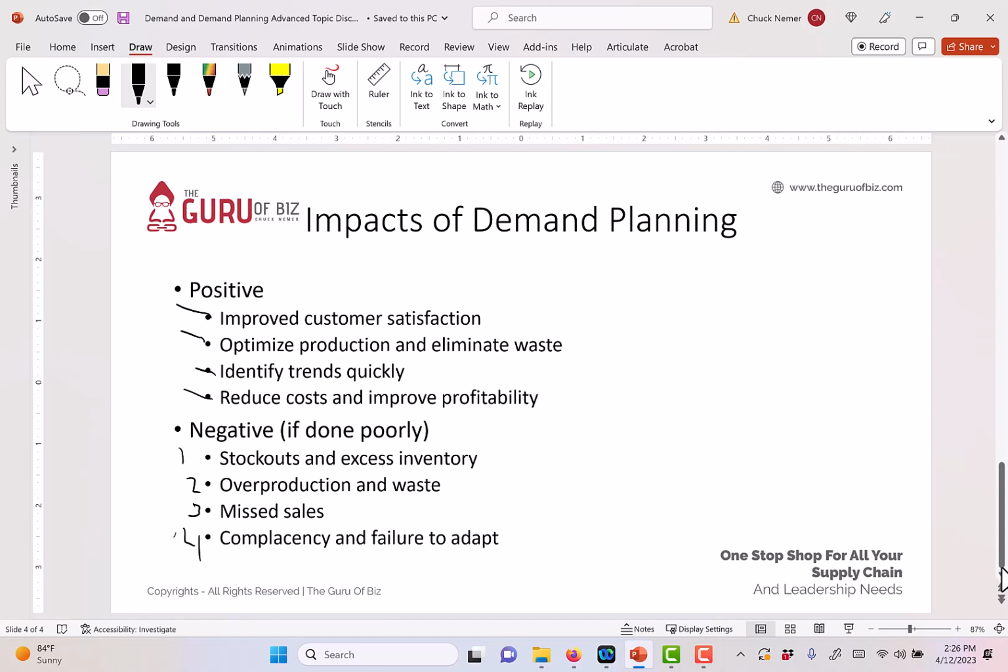So when you look at demand and demand planning, we've got 4 or 5 different areas we've got to look at, but we also have to understand what it is, why it's important, and what impact it can have on us as a company, as well as our supply chain.